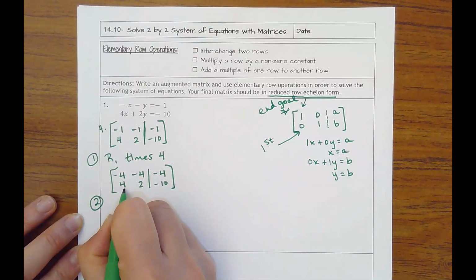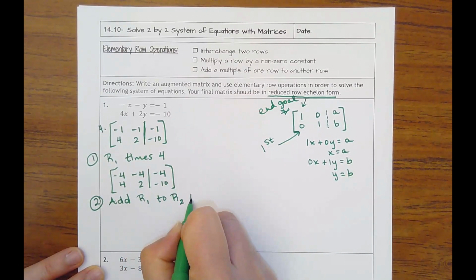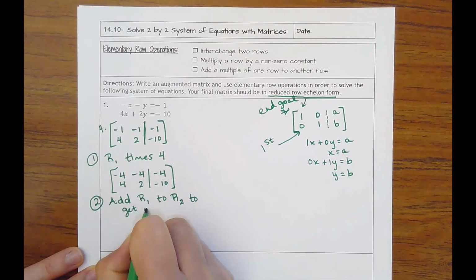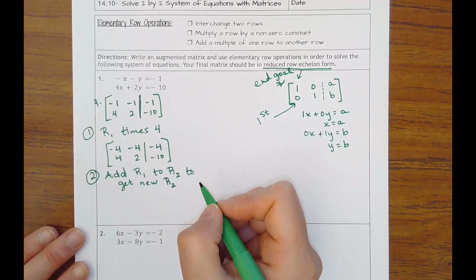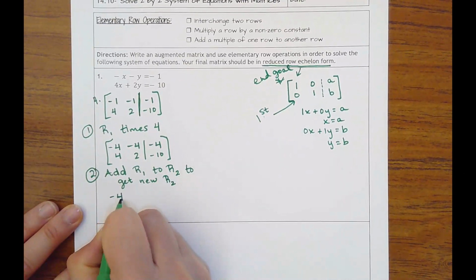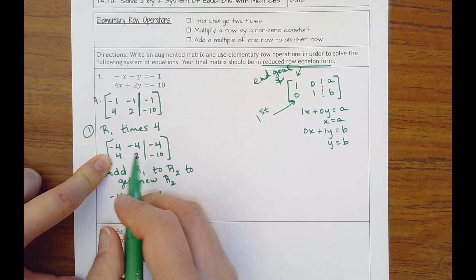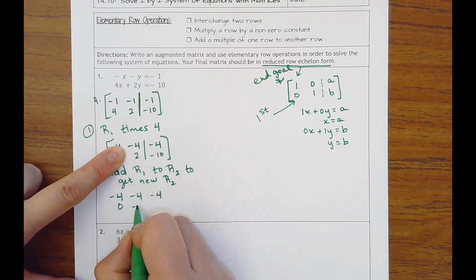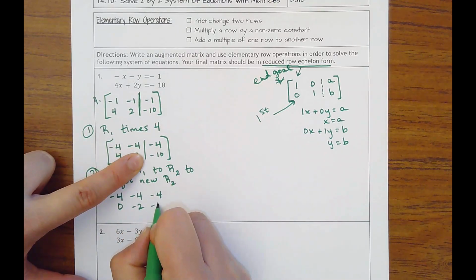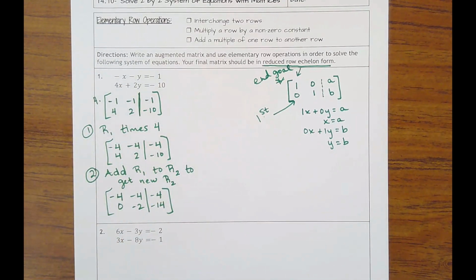Okay, and now because I want a 0 here, I'm going to add row 1 to row 2 to get a new row 2. So the easiest thing for me to do is think, well, I'm not changing row 1, so I'm going to leave the row 1 numbers the same, the -4s. Then I'm adding to get my new row 2. 4 plus -4 is 0. -4 plus 2 is -2, and -4 and -10 make -14. So I now have the 0 where I needed.